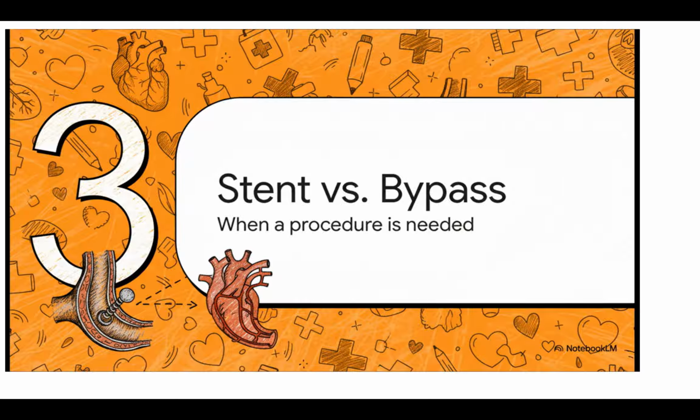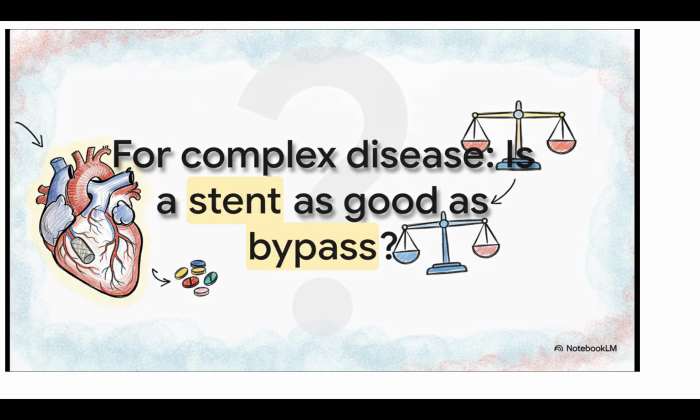Okay, so if medicine is that effective, is there ever a need for a procedure? Oh, absolutely. For people with really bad symptoms or much more complicated disease, a procedure is often the right call. Which, of course, leads to the next big question. When you do need something done, which is better, a stent or a full-on bypass?